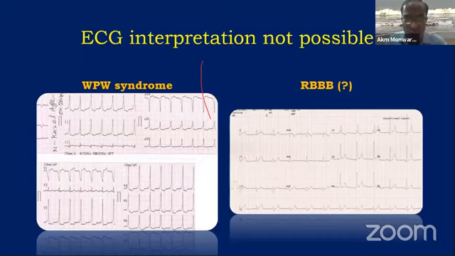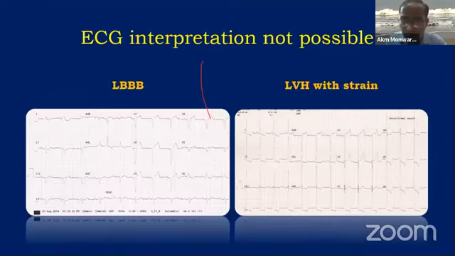Now the question is, if a patient has, say, left bundle branch block or LVH with strain, he or she should not have any ETT?